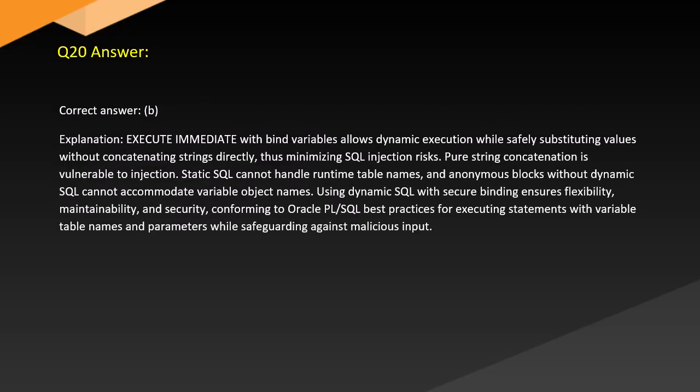Answer. Correct answer B. Explanation. Execute immediate with bind variables allows dynamic execution while safely substituting values without concatenating strings directly, thus minimizing SQL injection risks. Pure string concatenation is vulnerable to injection. Static SQL cannot handle runtime table names, and anonymous blocks without dynamic SQL cannot accommodate variable object names.